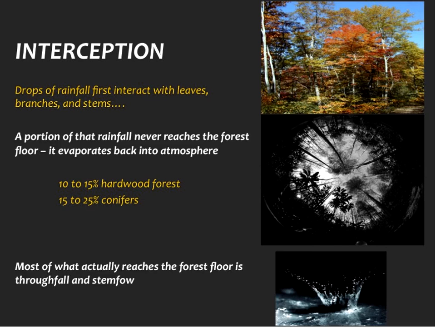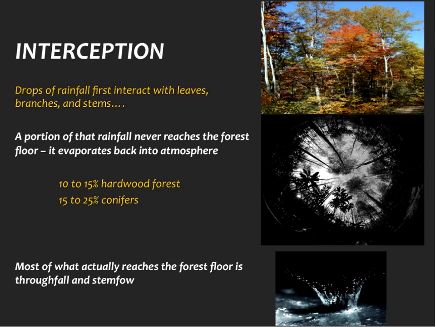A raindrop very rarely makes it directly to the forest floor on a forested watershed. A portion of that rainfall actually never reaches the forest floor, and it's evaporated back into the atmosphere. In hardwood forests, that value ranges from about 10 to 15%. In conifers, it ranges from about 15 to 25%. Now, this is an interesting phenomenon, and a lot of people don't realize it, that up to 25% of the rainfall that falls on a forested watershed never actually makes it to the ground. It's intercepted and evaporated back into the atmosphere.